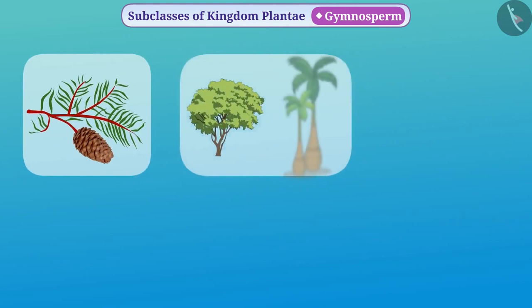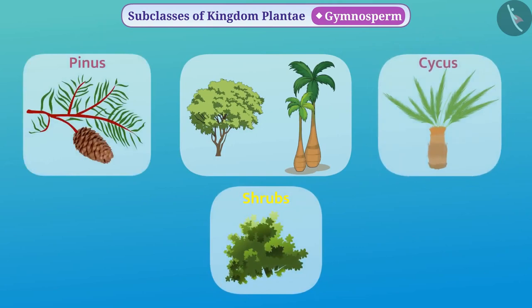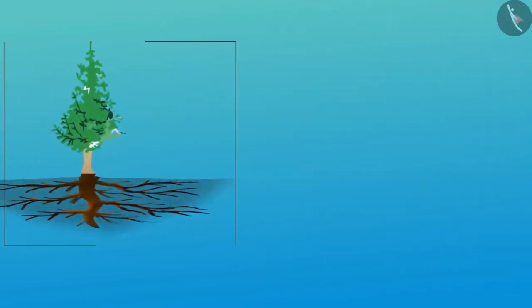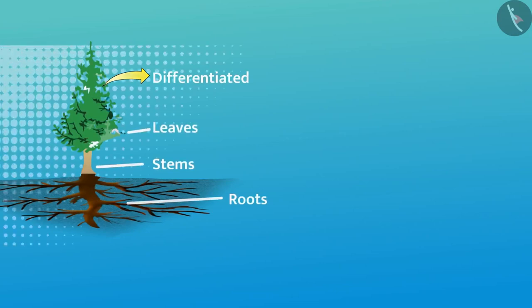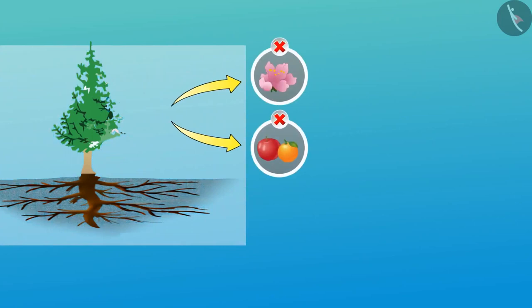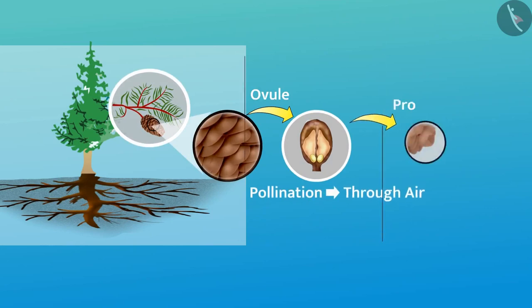They include medium or tall trees and shrubs such as pinus and cycas. These plants are perennial and woody. The body of gymnosperms is fully developed and differentiated into different parts like root, stem, leaves, etc. But they lack flowers and fruits. The lack of flowers and fruits makes them different from angiosperms. Since gymnosperms do not have flowers, ovules are in the open state. Pollination is mainly through air. The seeds produced after fertilization are also in open state.